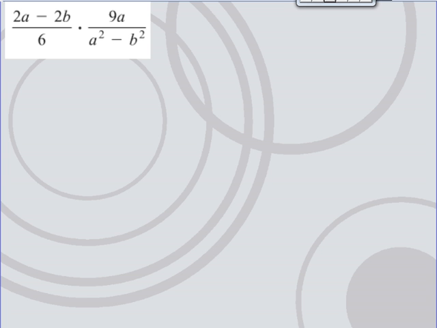Let's see how many more of these we got. This is the last one. Last problem of the day. 2a minus 2b. How can I factor that? Pull out the 2. Good. And I'm left with a minus b inside, over 6. If you'd like to factor 6, go for it. You can factor it as 2 times 3 if you'd like to. You don't have to. 9a, if you want to factor that into 9 times a, that'd be fine as well.